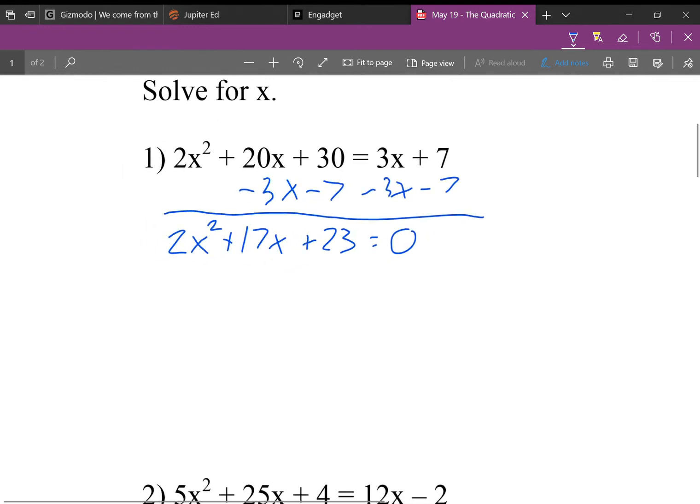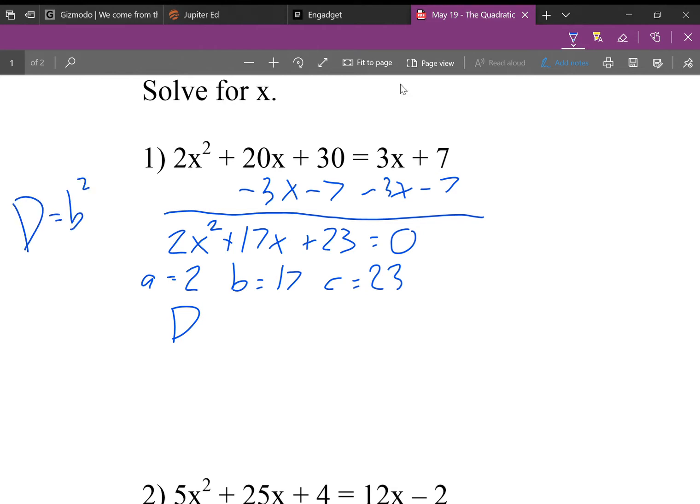All right, let's go a little further. We need to now find the discriminant. To do that, I need to know what A, B, and C are. Obviously, A is 2, B is 17, and C is 23. So when I plug that into my formula for the discriminant, remember D equals B squared minus 4AC. So I'm going to plug that in. B squared is going to be 17 squared minus 4 times A, which is 2, times C, which is 23. And you really should have that formula memorized by now. We have been using it for over 2 months.